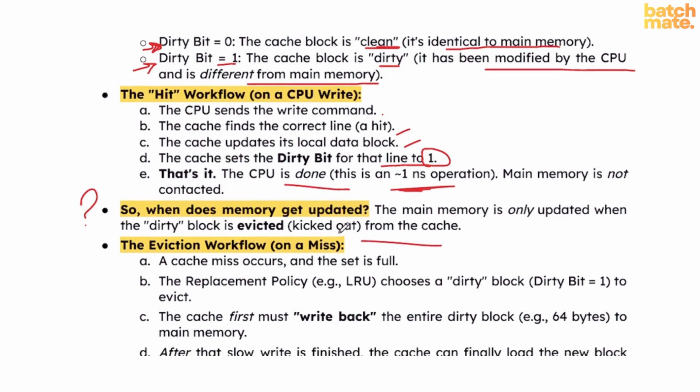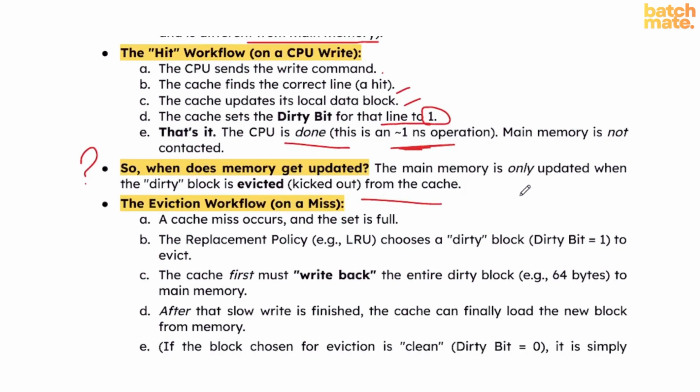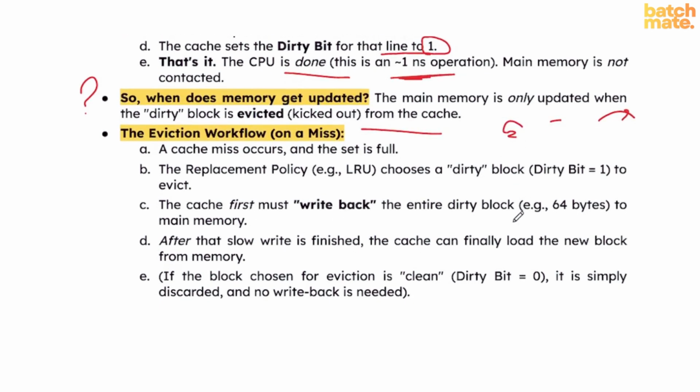Now, before we throw the block away, the hardware checks the dirty bit. If it's dirty, then we pause and write the whole block back to main memory to save our changes. Then the new block can enter into cache. And if it's clean, then we simply delete it. No need to save anything.